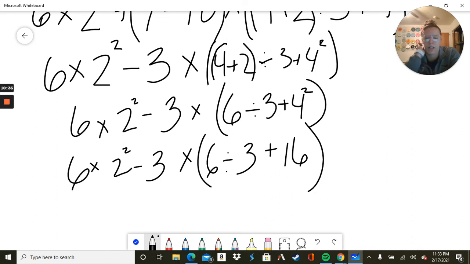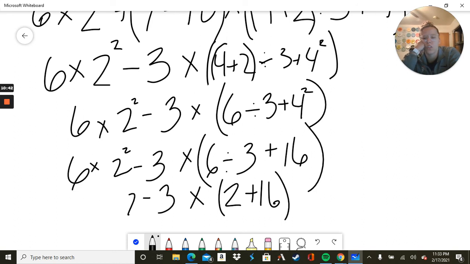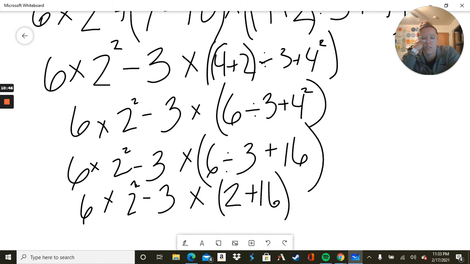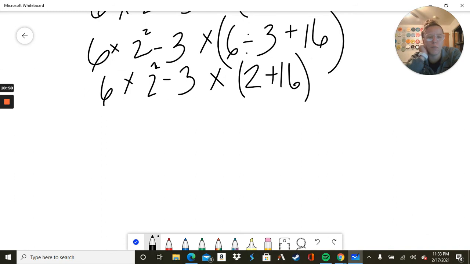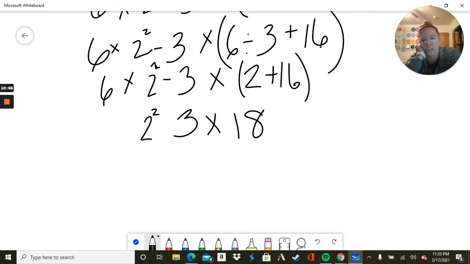Okay, next we divide. 2 plus 16 is still our parentheses times 3, 2 squared times 6. Okay, next step is to finish out our parentheses. 2 plus 16 is 18. All right, next we have another exponent. So 2 times 2 is 4.